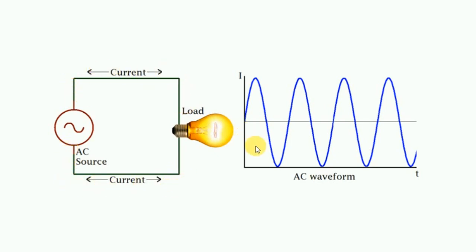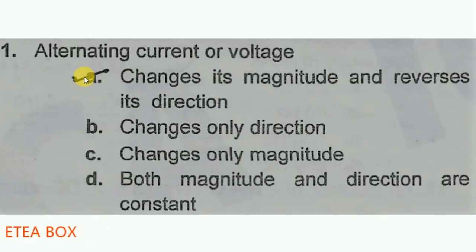Now looking at its magnitude, look here, it starts from 0 and then comes to the extreme positive, then it comes to 0 again, and then again it comes to the extreme negative and then to 0. So in this case the alternating current changes its direction as well as its magnitude. So in this MCQ, option A is the correct one.